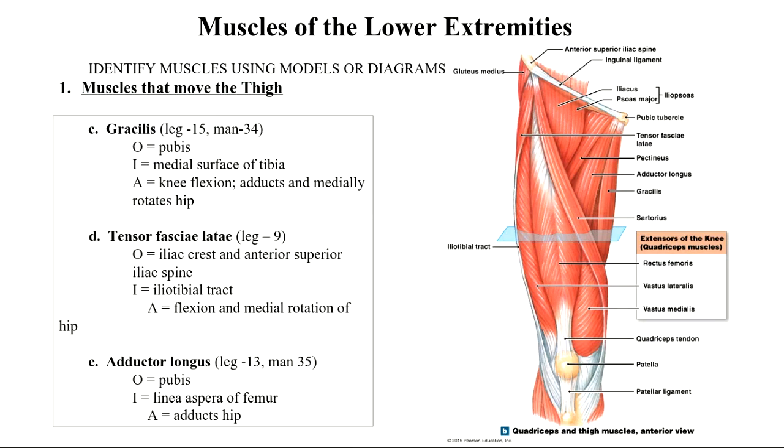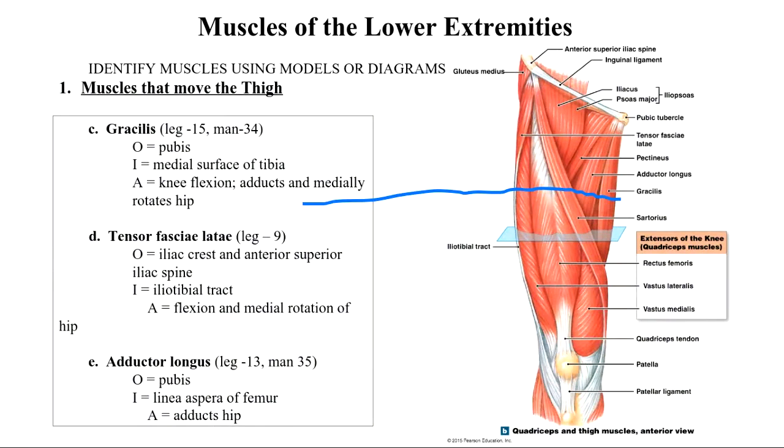Here we have muscles that move the thigh, like the gracilis, which is a medial muscle, originates off the pubis, inserts at the medial surface of the tibia and involved in knee flexion, but also adduction as well as medial rotation. So it's a muscle that's doing quite a bit. So again, you have to have all that information. So if I have an arrow pointing to that muscle, you'd write or type in your box gracilis.